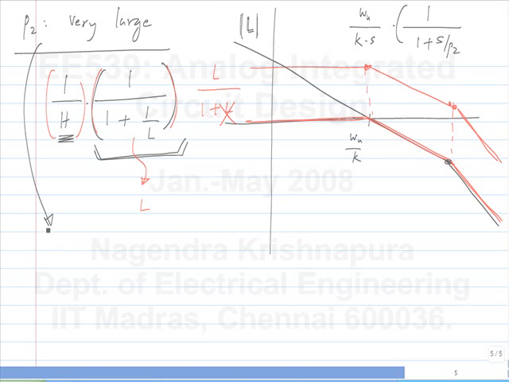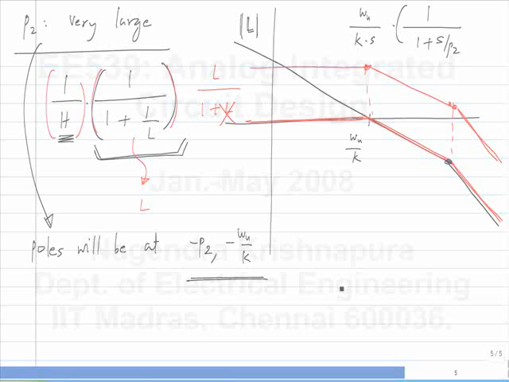Under this condition, you get the response that you would have got without P2, but you get an additional pole at P2. Okay, this is when P2 is at very high frequencies. Now as it comes closer and closer, you can't make this approximation anymore. So you get different results. And this is a very simple approximation also.